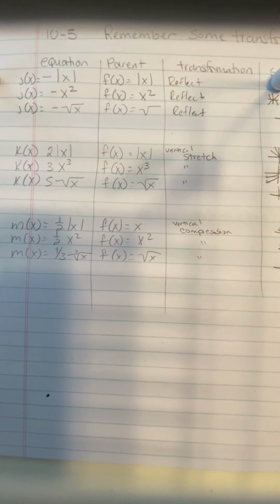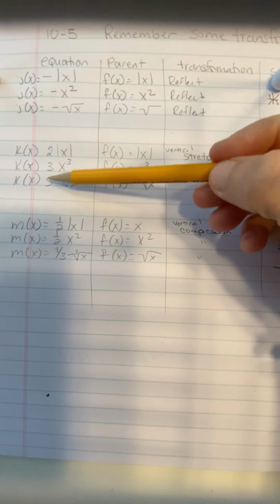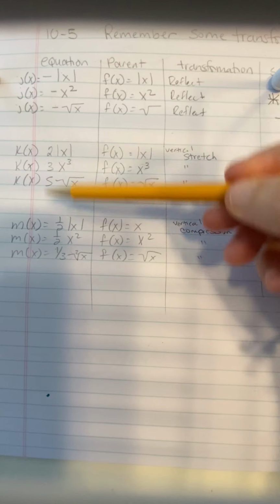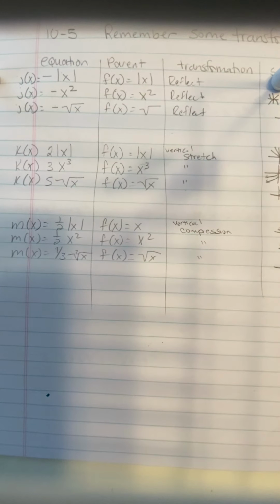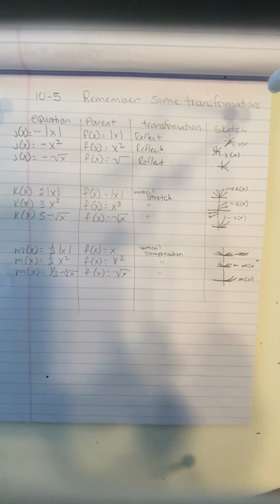All right, so just remember, if you see the negative on top, it reflects. These numbers out here, if they are bigger than 1, then they are a vertical stretch. If they're smaller than 1, they are vertical compression. I'm going to back it up so you can freeze that and see it. All right, and that's the notes for today.